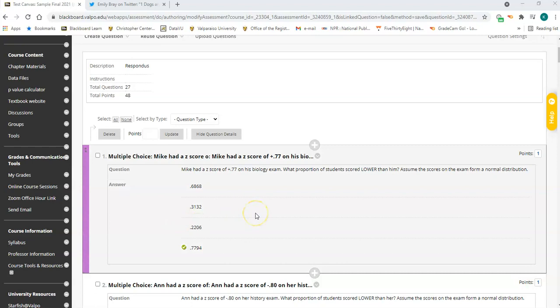Do you remember z-scores way long ago? So you need to know a little bit about those again. You need to remember that. So this question is asking, if someone has a z-score of positive 0.77 on an exam, what proportion of the students who took that exam did worse, had a lower score on that exam.